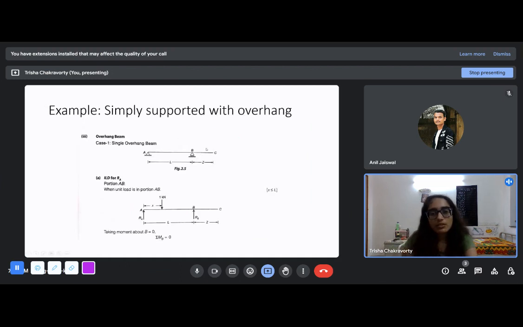Yeah. This is known as an overhang. This is basically a simply supported beam that has an extension here. And there can also be a cantilever with overhang. Like, there can be a prop. You know what a prop cantilever is?